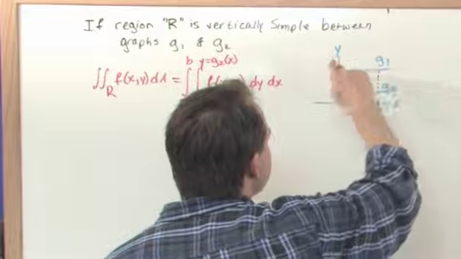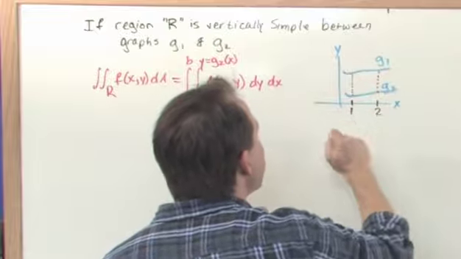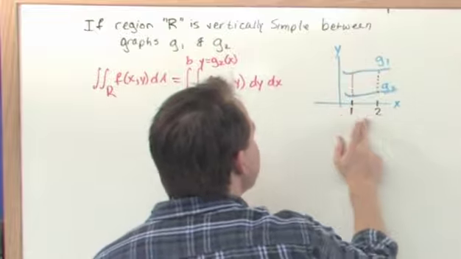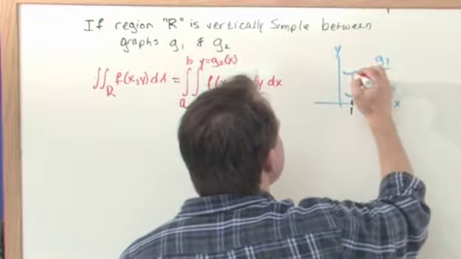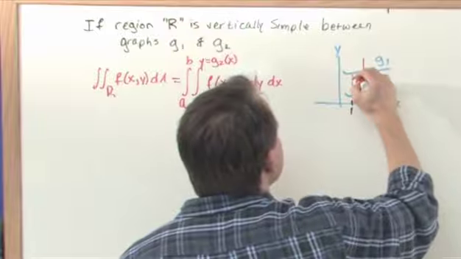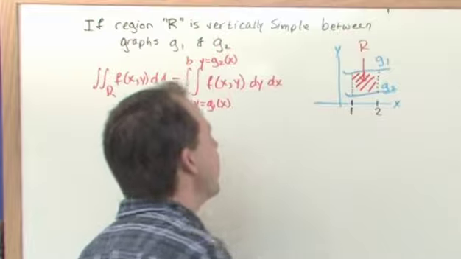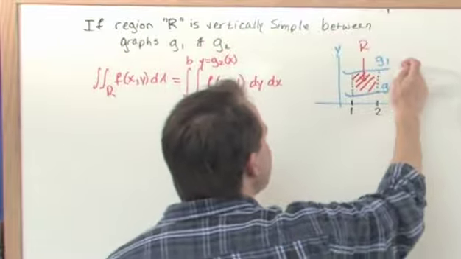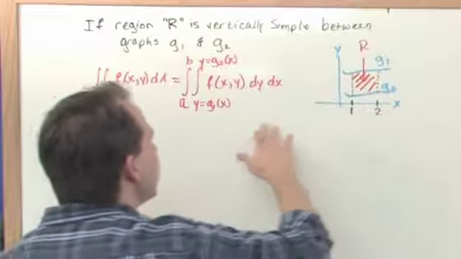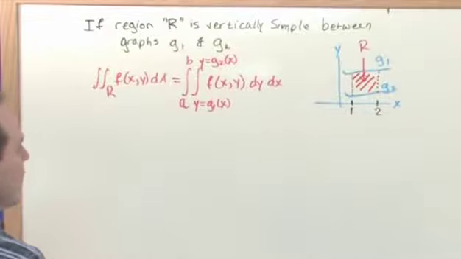which is this function right here, and another function below it, and two fixed values of x, 1 and 2, I can define a region here. This region is the region R. Okay, that's the region I want to integrate over. So what I'm trying to get at is, in order to define the region R, you have to use two functions, okay? And when it's vertically simple, you organize your integral like this, okay?